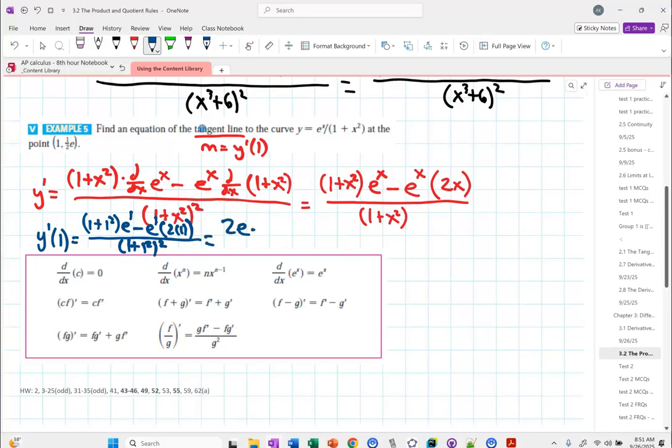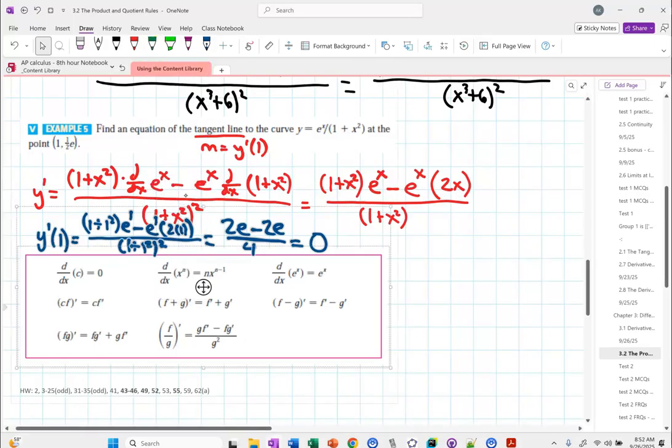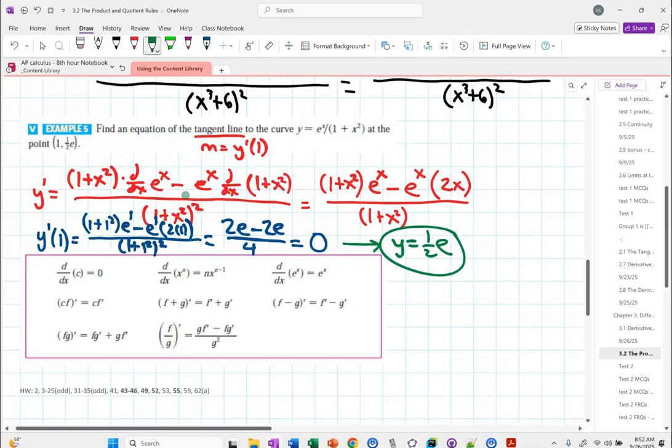Ooh. We got a zero there. That's fun. Why is that fun? Yeah, it just makes the tangent line super easy to write. Done. Right? Ooh. It's always exciting when it works out nice like that.